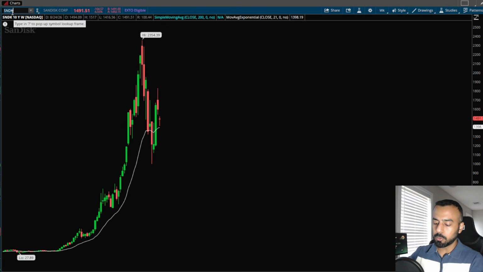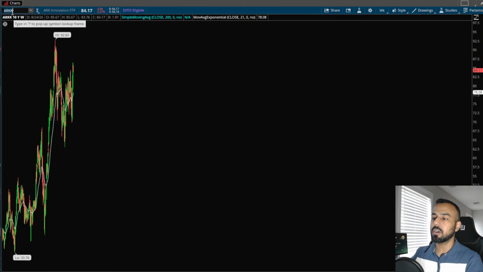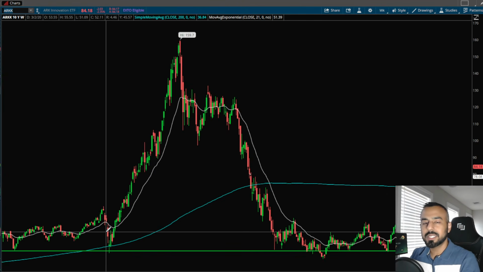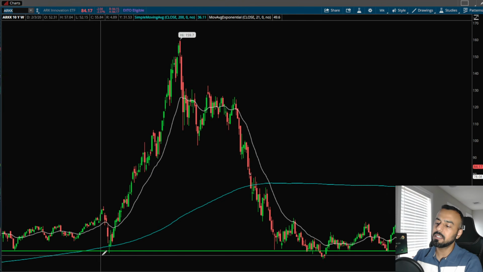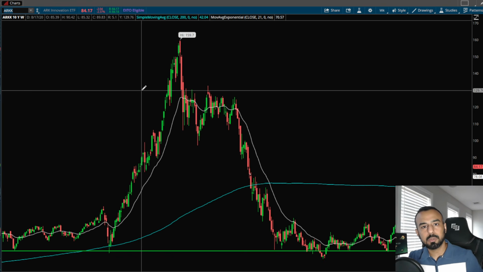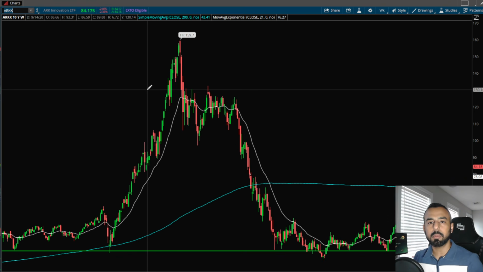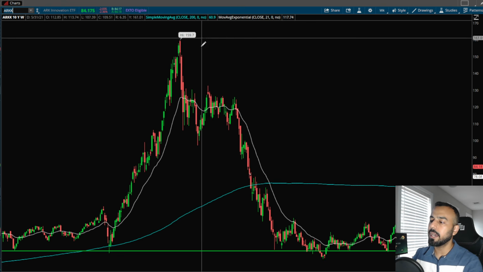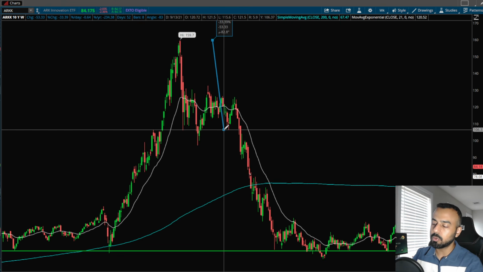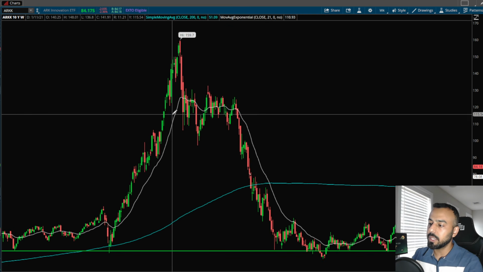And before I move on to the next tickers, let's take a look at ARK Invest ETF. Back in the day in 2021, ARK Invest did the same exact thing. We had this massive move to the upside. A lot of liquidity came in. Everybody was bullish. Cathie Woods was all over media. And then what happened? We had this pullback from the peak of about 33%. We went sideways after that.